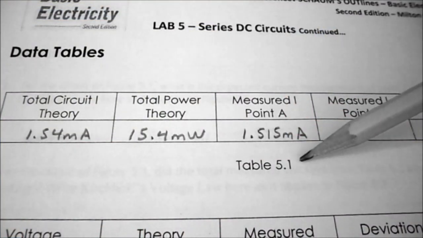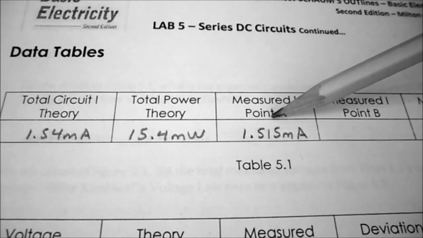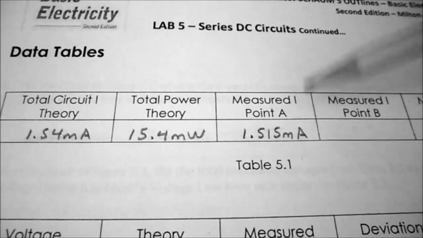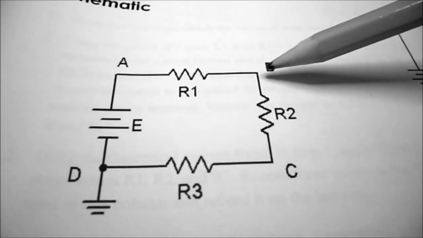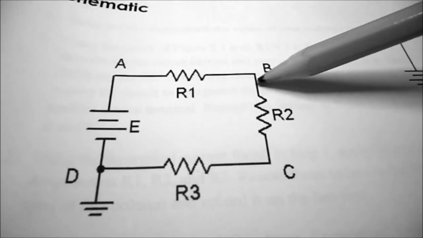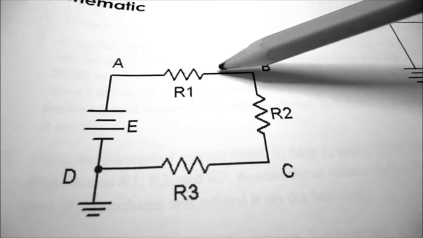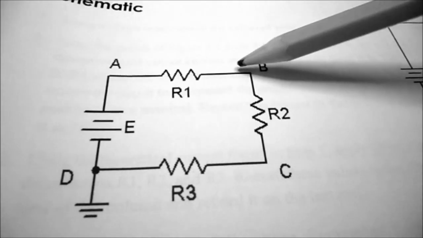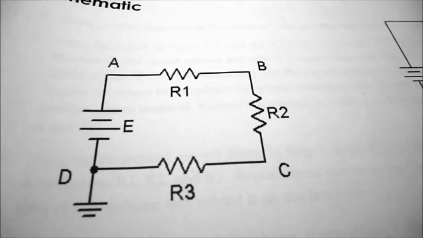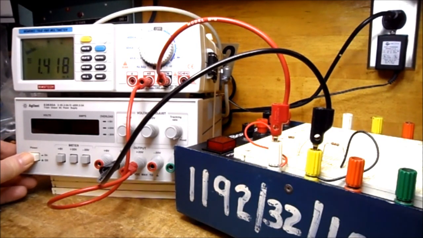So in table 5.1, I record my measured I at point A as 1.515 milliamps. So to measure the current at point B, I have to break my circuit and insert the ammeter. So I have to disconnect the lead from resistor 1 to resistor 2. That's between the 1K and the 2.2K ohm resistor. So when you're making changes to your circuit, it's always a good idea to turn off your power supply first.